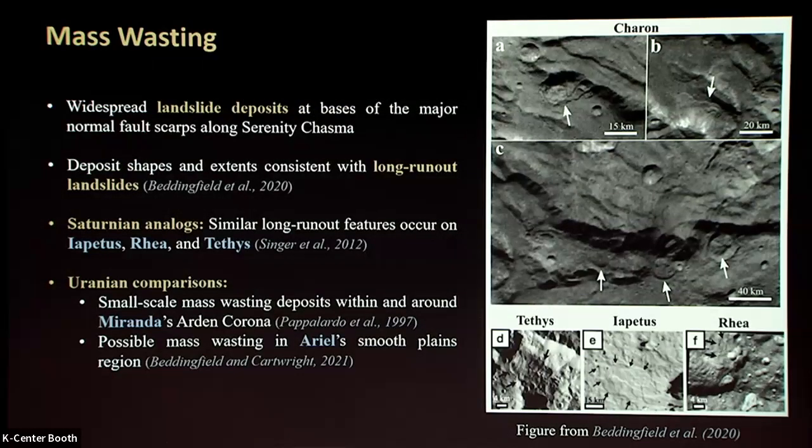Landslides and mass wasting are really interesting processes that, again, we see across the outer solar system on the icy moons. We don't always have great reasons to understand the origin of these processes, but we do see very similar processes. She's pointed out here Miranda along Arden Corona. There may be some mass wasting in Ariel's smooth plains. I haven't seen a lot of this on Europa, but certainly for the Saturnian moons as well. Next slide.